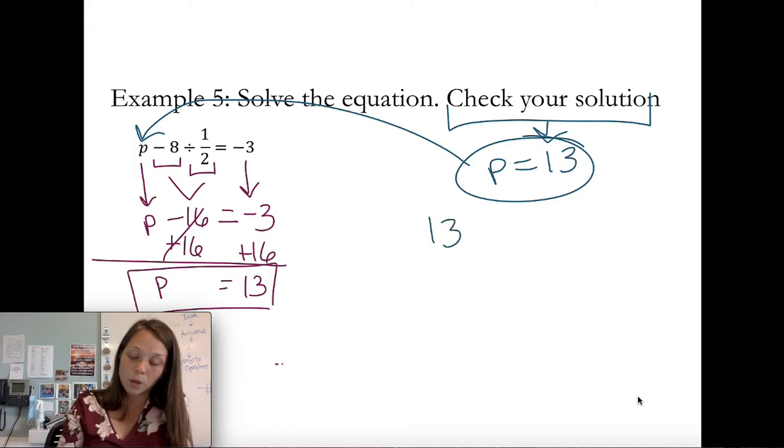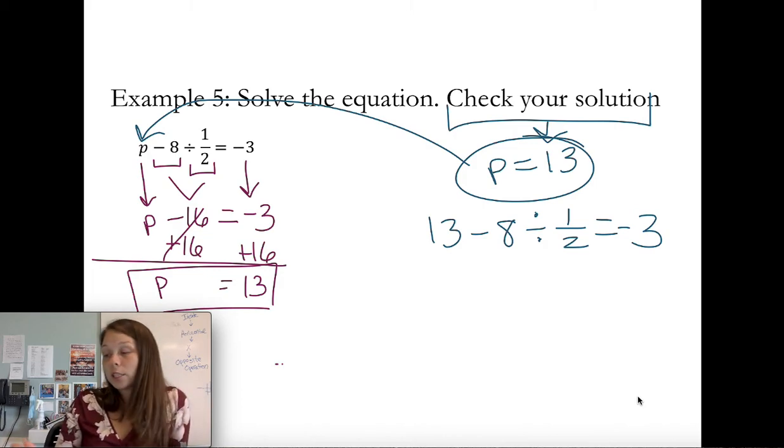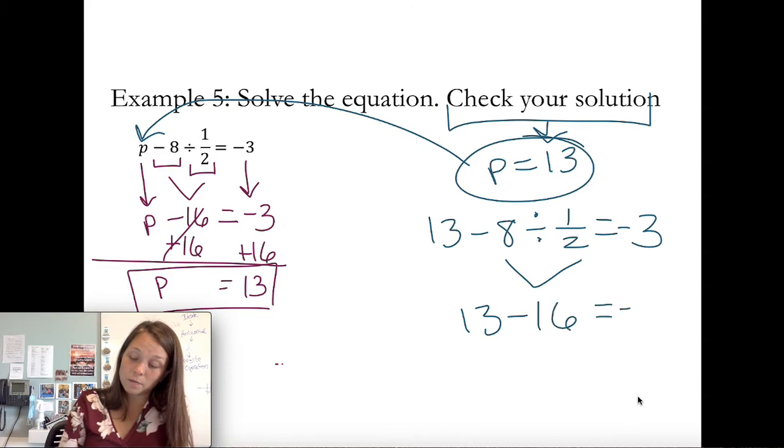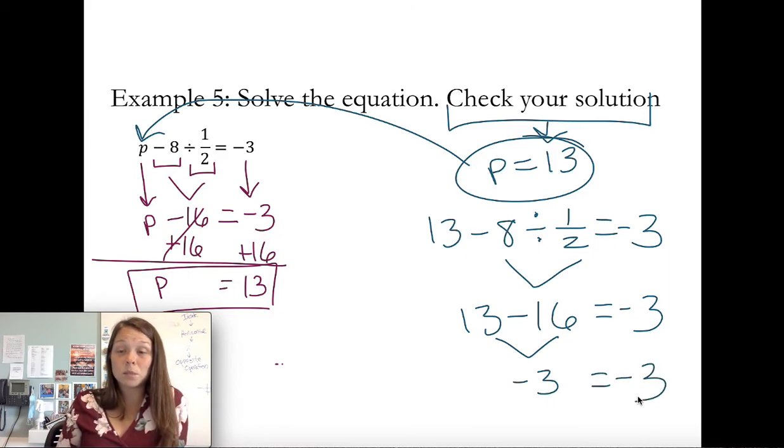So I'm going to end up with 13 minus 8 divided by 1/2 equals negative 3. Order of operations says I need to do the 8 divided by the 1/2. And that's going to give me 13 minus 16. 13 minus 16 gives me negative 3. And on the right side of my equal sign, I'm saying negative 3 equals negative 3, and that's true, so I know that my answer is the correct one.